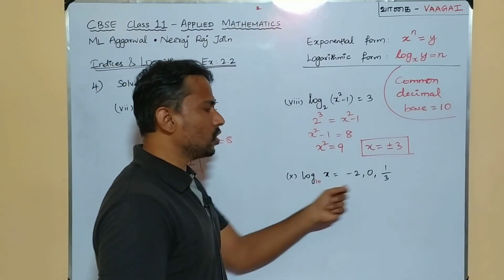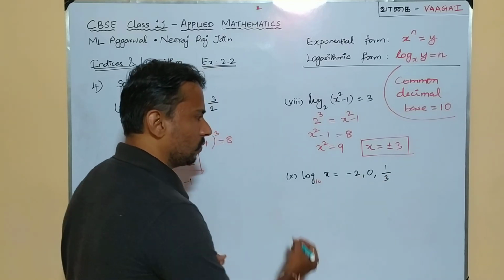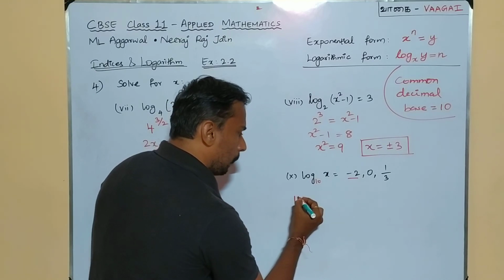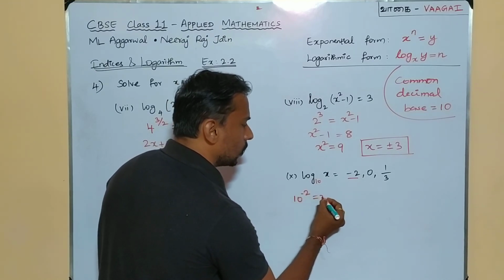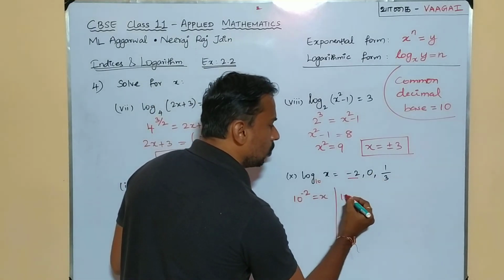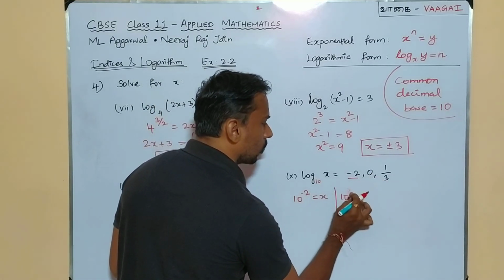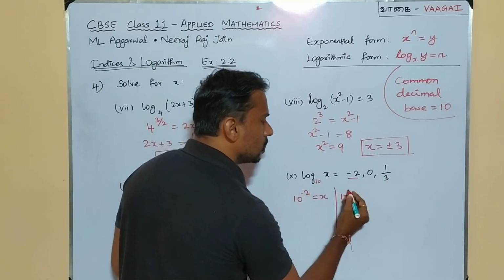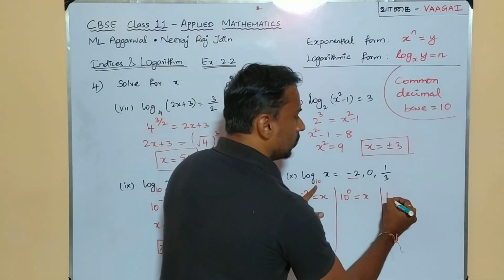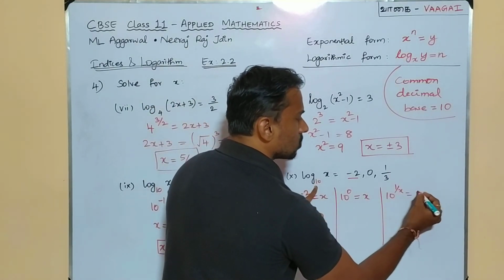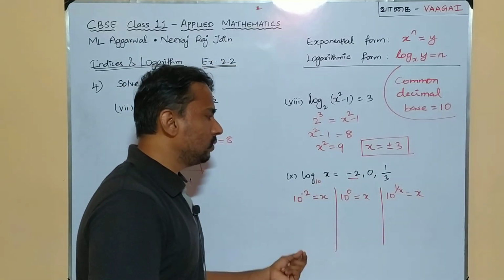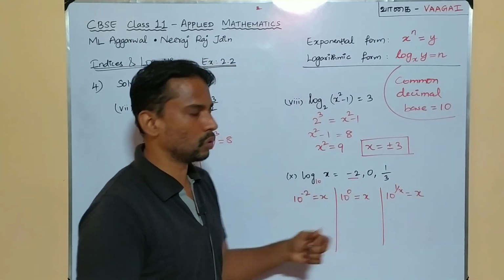So that means for each of these, if you try to write as an exponential form, first we'll take this minus 2. We'll be getting 10 to the power minus 2 is equal to x, or otherwise we can have 10 to the power 0 is equal to x, or otherwise it can even be 10 to the power 1 by 3 is equal to x. So we got three possibilities. Since we have three values here in the question itself, so we will have three possible values for our x value also.